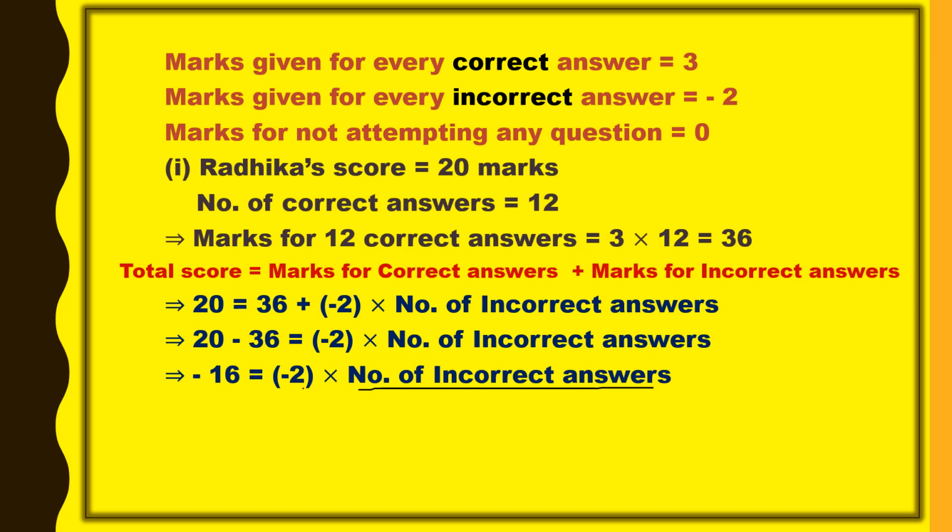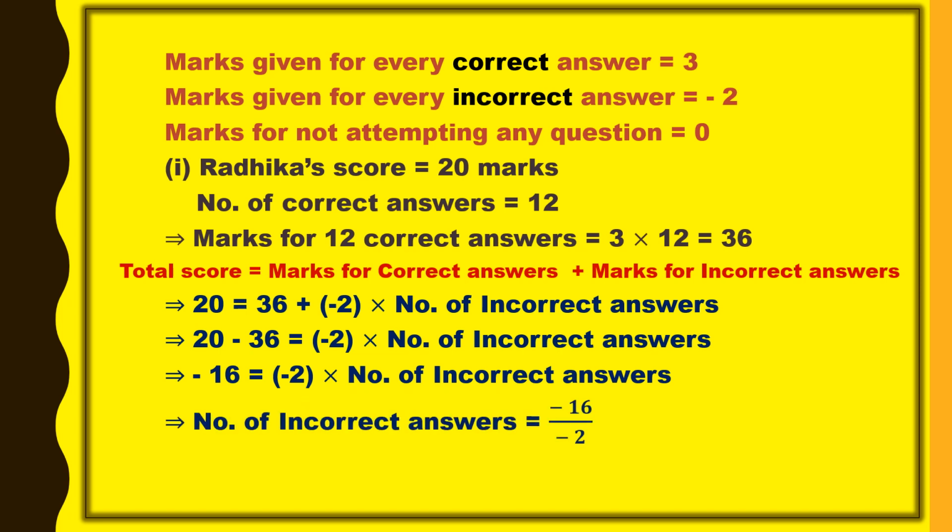Now here we want the number of incorrect answers. So here -2 is multiplying with this. When it is sent there, it becomes division. So number of incorrect answers will be minus 16 by -2. Now these two will be cancelled, minus minus cancel, and 2 ones are 2, 2 8s are 16. So you'll get plus 8.